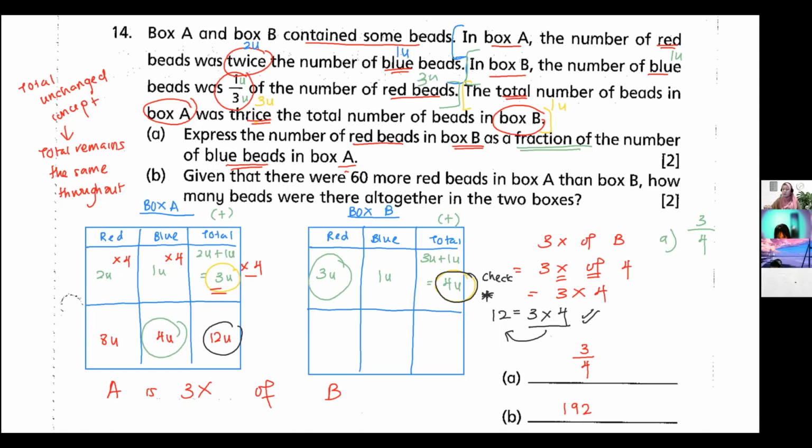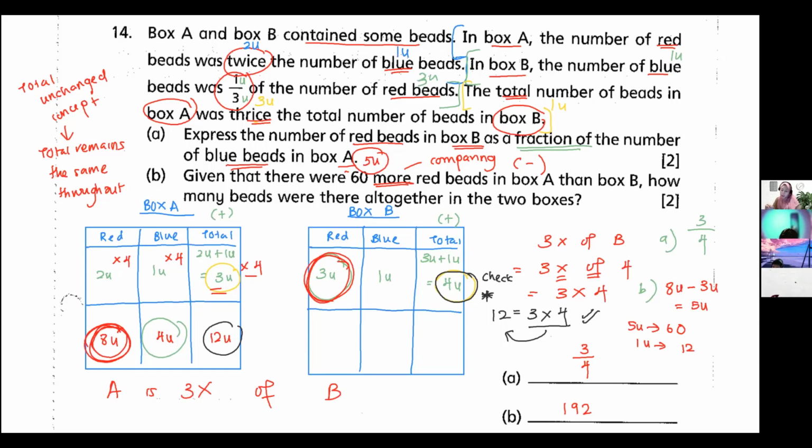That's it. Okay. For part B, given that there were 60 more red beads in box A, so let's look at box A, red beads. Then the red beads in box B, this one. So this one and this one. When I say more, it is comparing again. Comparing means the minus, correct? So I take 8 units minus my 3 units equals 5 units. 5 units is what was given here, the 60. So 5 units is 60. 1 unit is, you know it's 12.